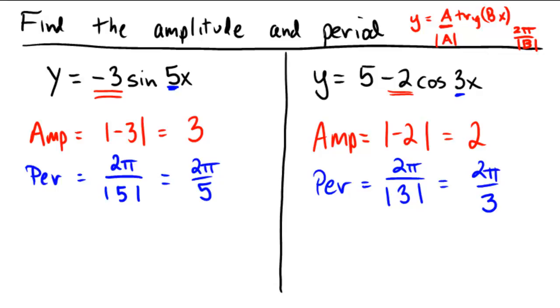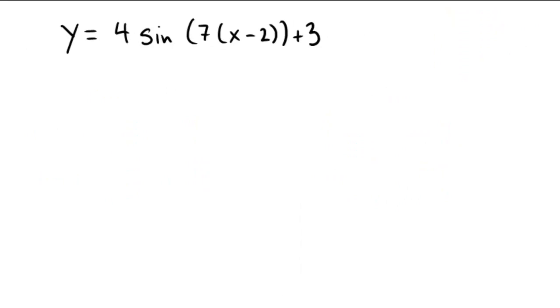Okay, try one on your own here. Y equals 4 sine of 7 times x minus 2 plus 3. There's a whole lot of extra pieces in here that you don't care about and don't need, so don't get confused by them. Just do what you need.